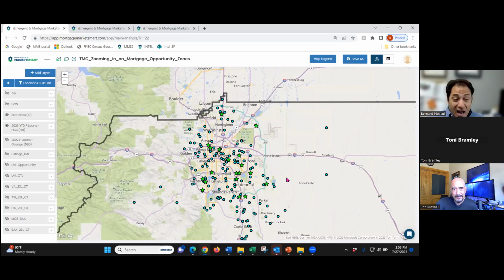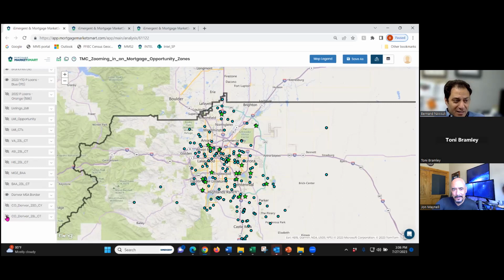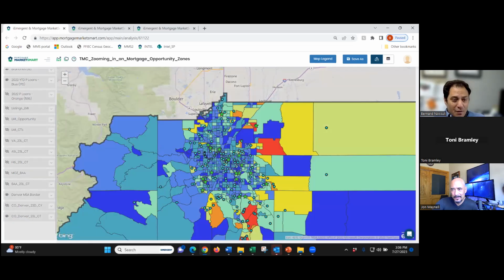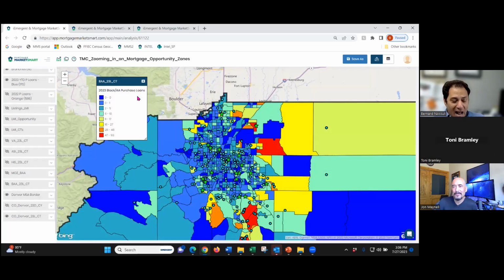Well, I would still argue that there is information missing. Why? Because, well, we don't know. Is 170 purchase loans a lot or a little in this market? So really, we need information about the market itself. And so now I'm looking at Denver, but I have our forecast for Denver by census tract for all purchase loans.